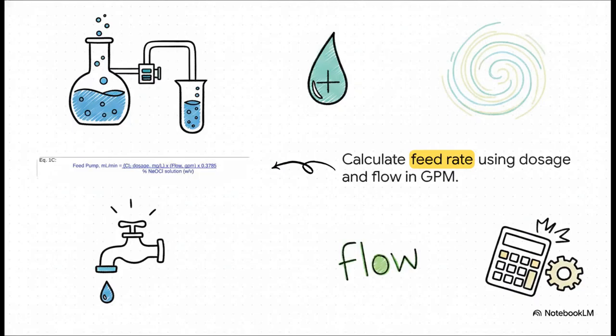Now, if your facility runs on gallons per minute, don't worry, this California Water Board formula is going to be your best friend. It directly incorporates your sodium hypochlorite solution percentage right there into the denominator. So this lets you find your exact feed pump rate using just your desired dosage, your flow in GPM, and a standard conversion factor. Super handy.